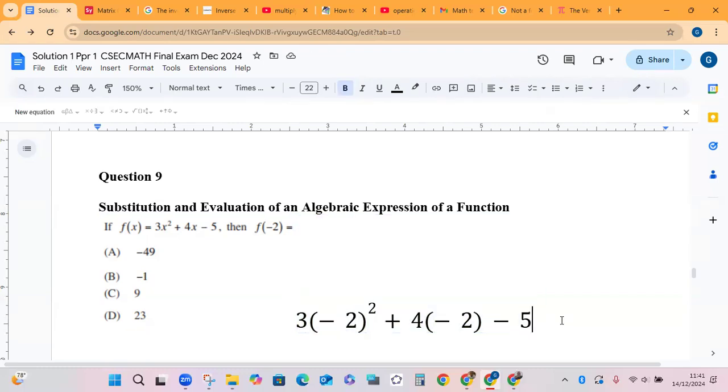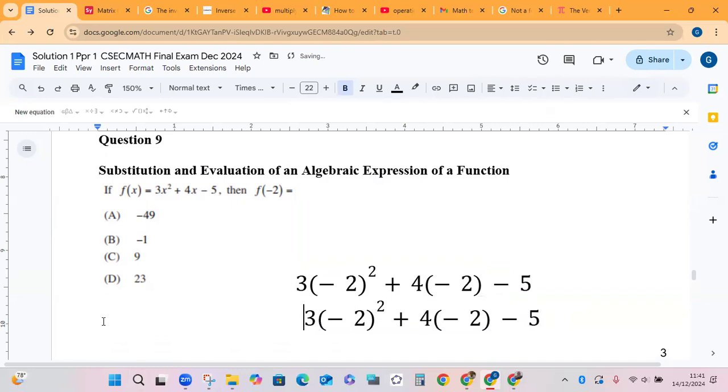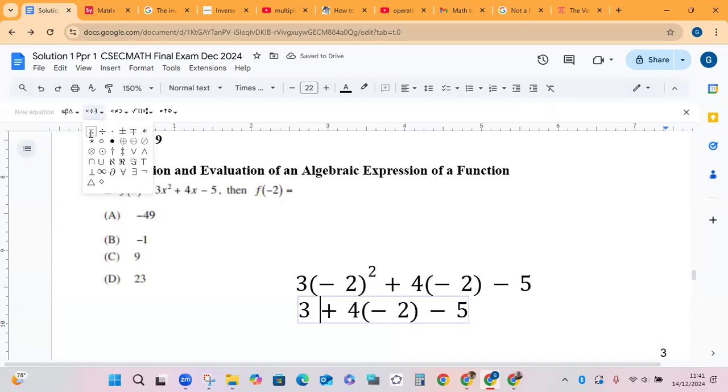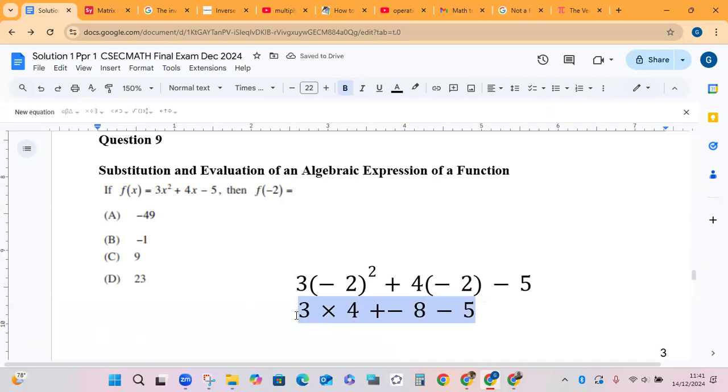Here, we cannot multiply by 3 yet because we have to square -2. -2 times -2 is 4. So this simplifies to 3 times 4. This is 4 times -2. This will be -8. Subtract 5. 3 4s are 12.